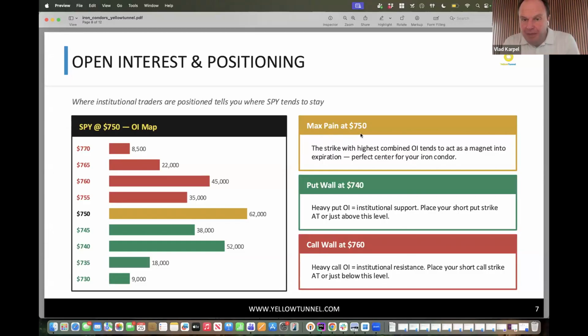You want to look at the max pain point, with the highest combination of open interest. It tends to act as a magnet into expiration, right? Perfect center for your iron condor. Put wall, right? You want to look at the put wall and the call wall. Where is the highest open institutional resistance? Where is the highest call open interest? Where is the highest put open interest? And more likely than not, let's say you trade in August and you look at July and August, this is where most of the positions will be. Most likely, those will be important levels where the bears and bulls are going to fight, and those are the strikes you might consider selecting.